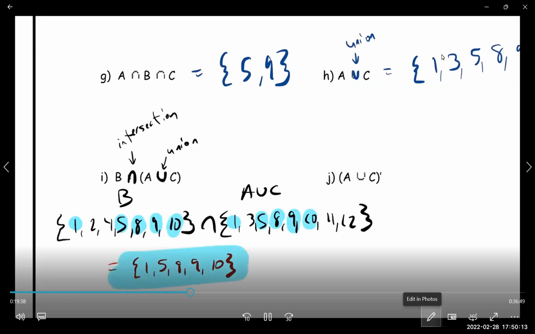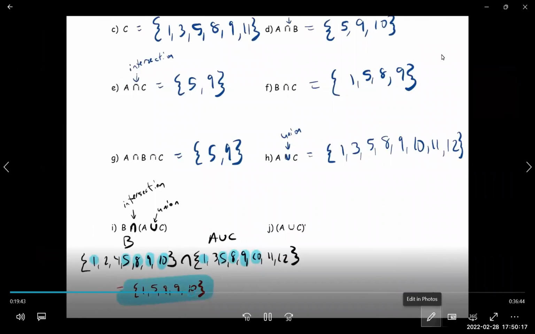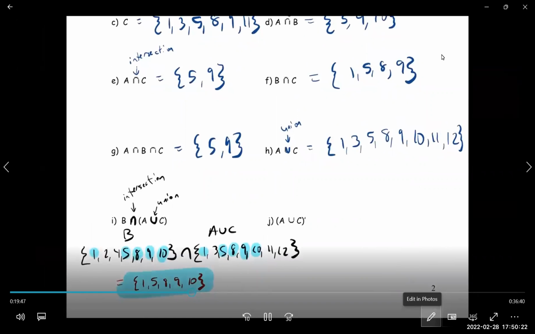All right. And now we got one final problem to go here. Can I read that real quick? Hold on. Yeah, go for it. 9, 10, 12, and answer is 1, 5, 8, 9, and 10. Okay.